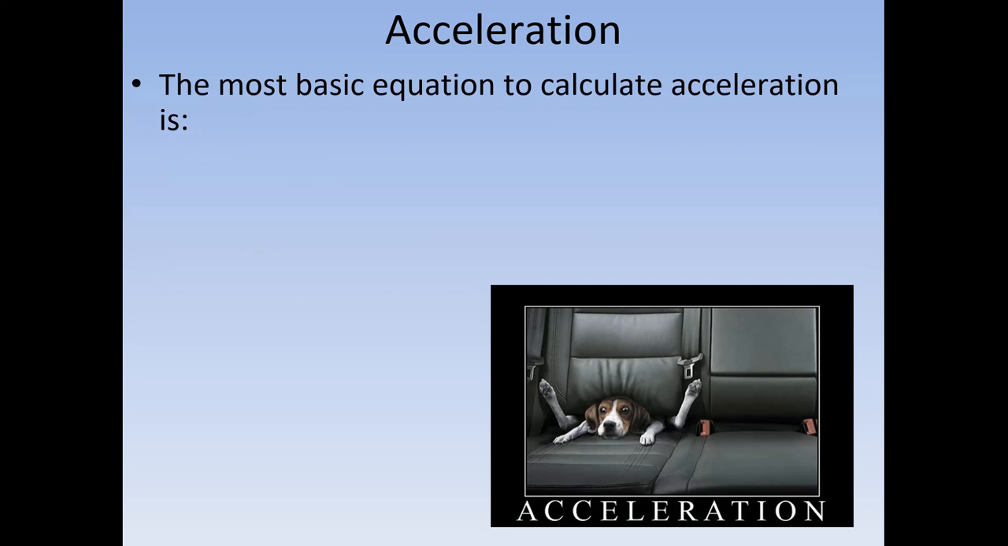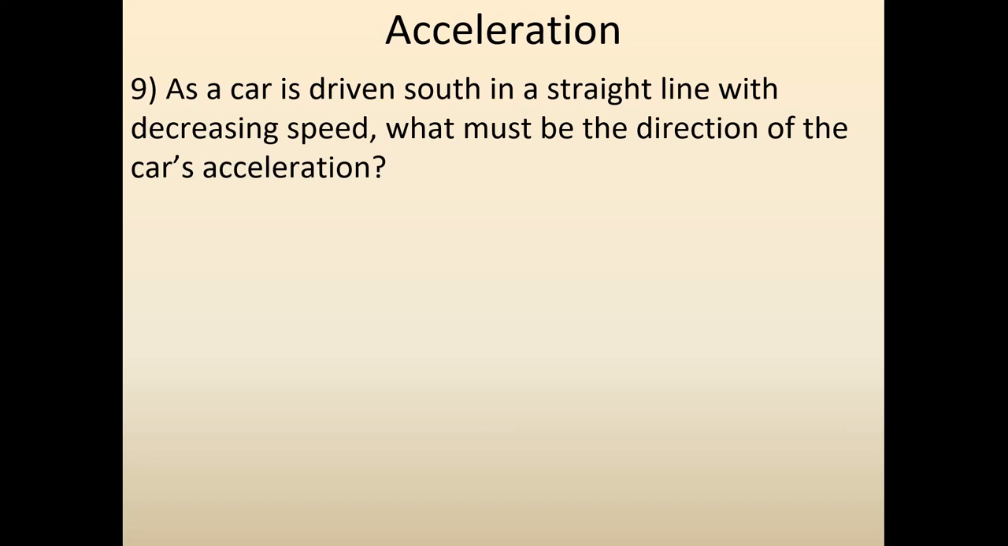First, we're going to start with the most basic equation, and this is actually the first equation on the reference table for the AP. It's v equals v naught plus at. So the v is representing the final velocity, v naught is the initial velocity, a is the acceleration, and t is the time. So for the most part, you see this equation, plug the numbers in, get an answer.